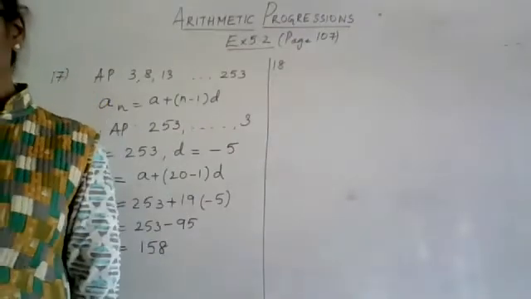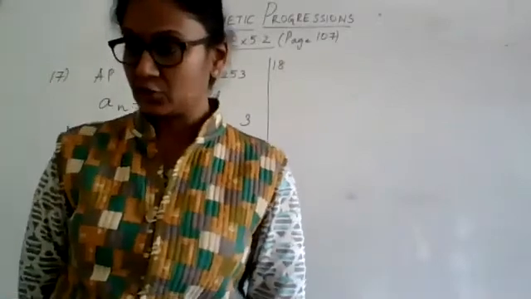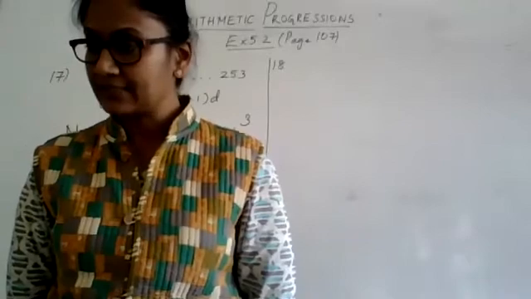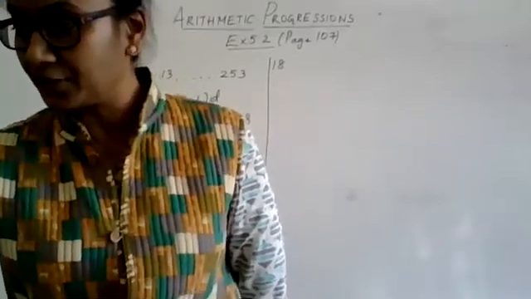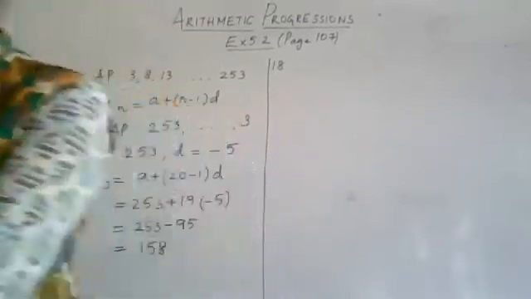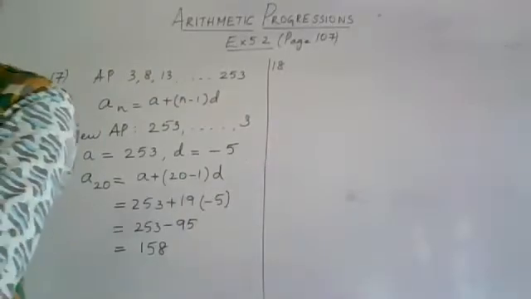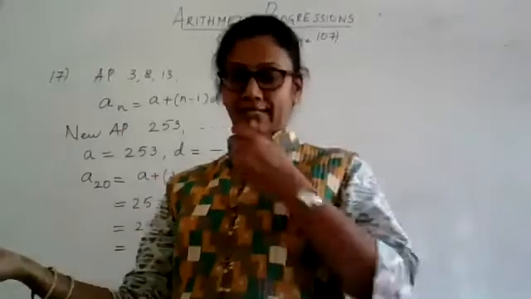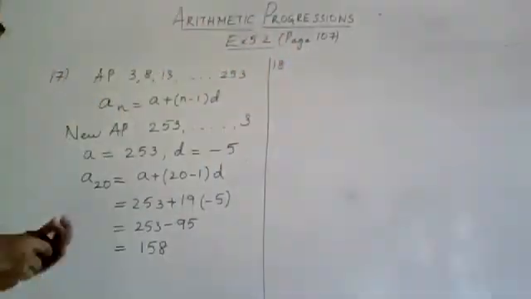The sum of the 4th and the 8th terms of an AP is 24, and the sum of the 6th and the 10th terms is 44. Find the first 3 terms of the AP. So you have the sum of 2 terms in 2 pairs given. So first write down what is given to you.